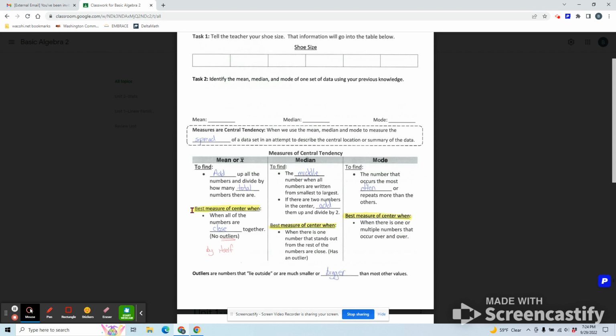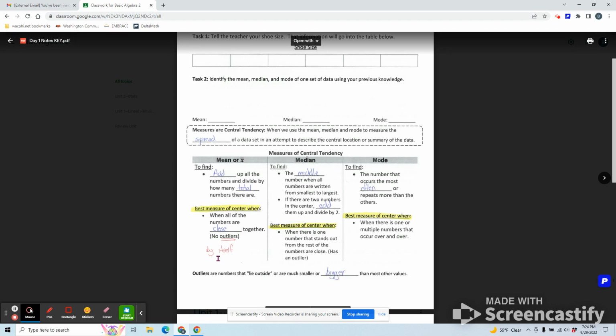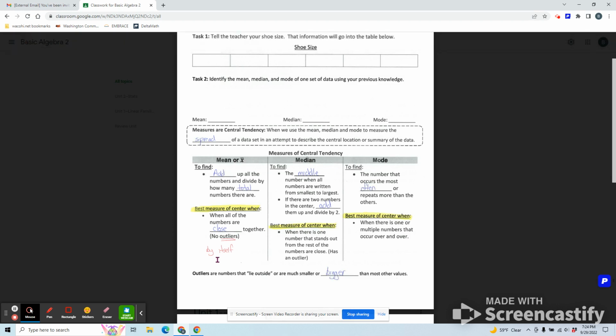So now we're extending that knowledge and using the mean, median, and mode to describe some data. So the best time to use the mean is when all the numbers are close together and there's no outliers. Okay? Outliers are numbers that lie outside or are much smaller or bigger than the other values. So an example of an outlier, if I have the data set 0, 1000, 1002, 1005, 1010, 0 is the outlier. Everything else is right around 1000.